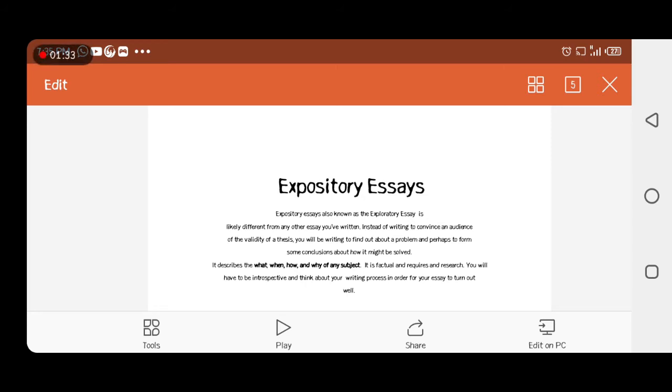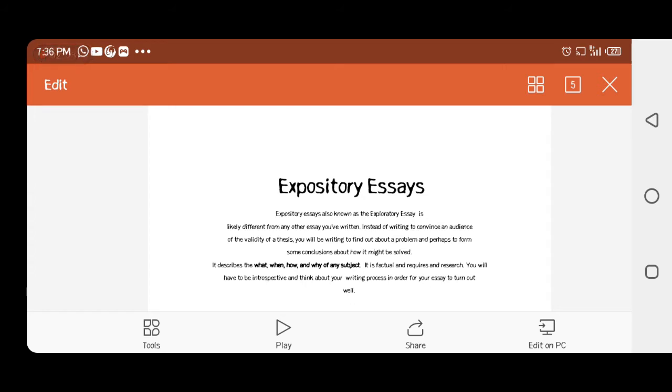Now, the expository essay simply describes what, when, how, and why of any subject. What, when, how, and why. When you think of expository essays, think of those four questions. When you do this, you have already created an outline, a mental outline that would help you to write.